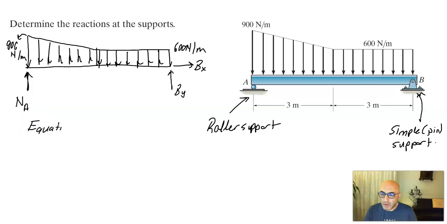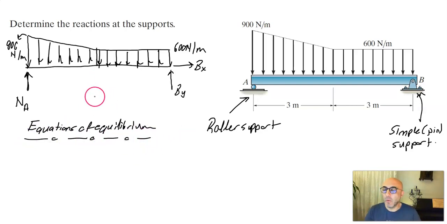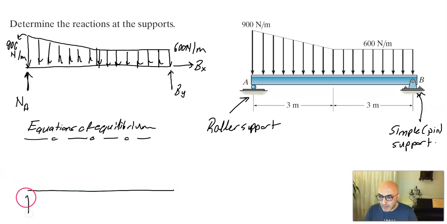Equations of equilibrium. Okay, so one thing that we need to do here is to reduce these distributed loads into equivalent single loads. So let's draw the beam again. We have NA here, we have BY here, we have BX here: BX, BY, and NA.